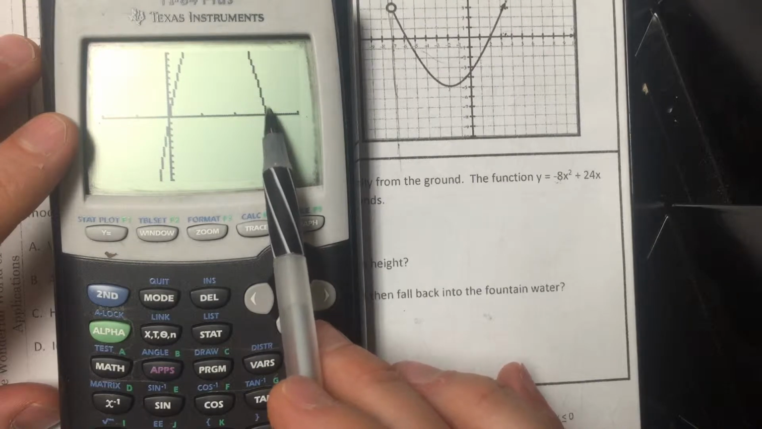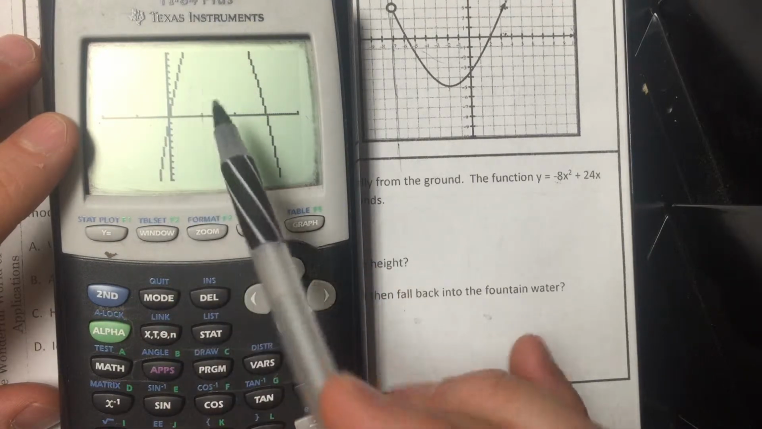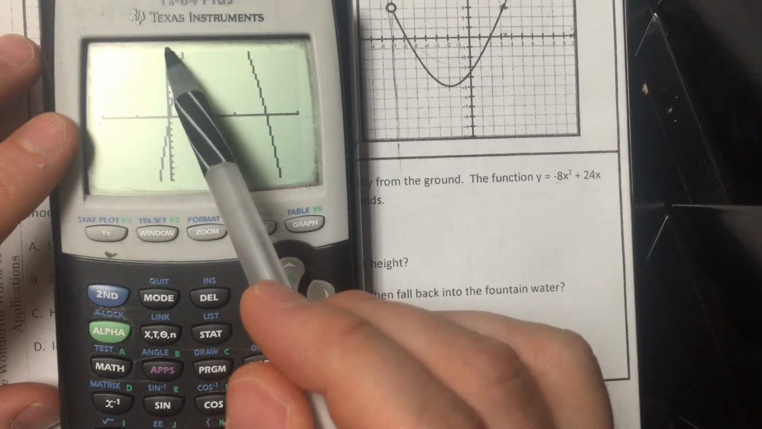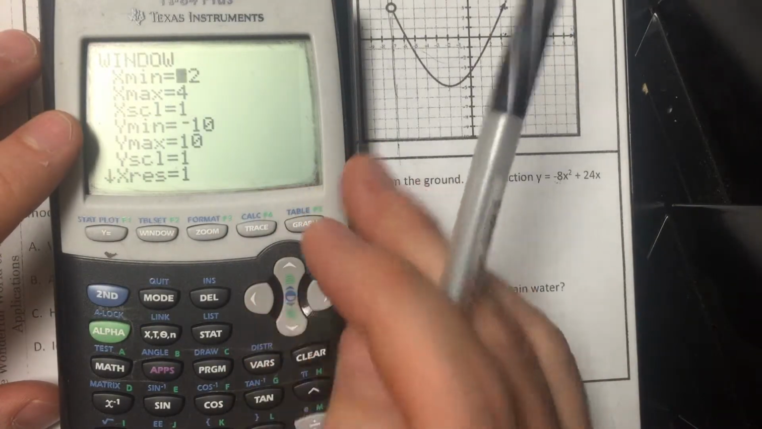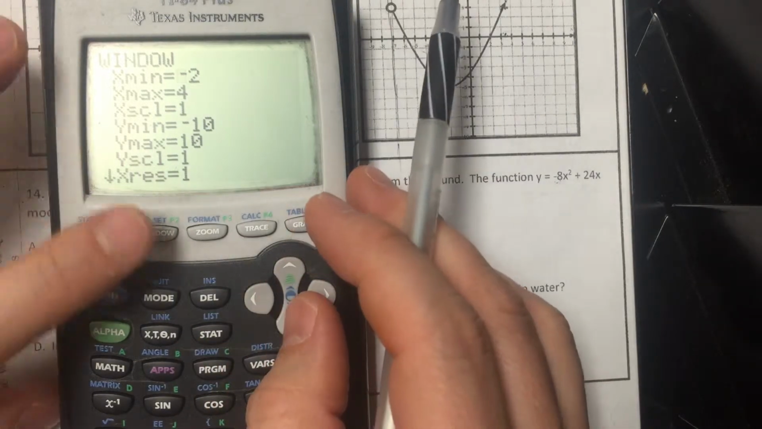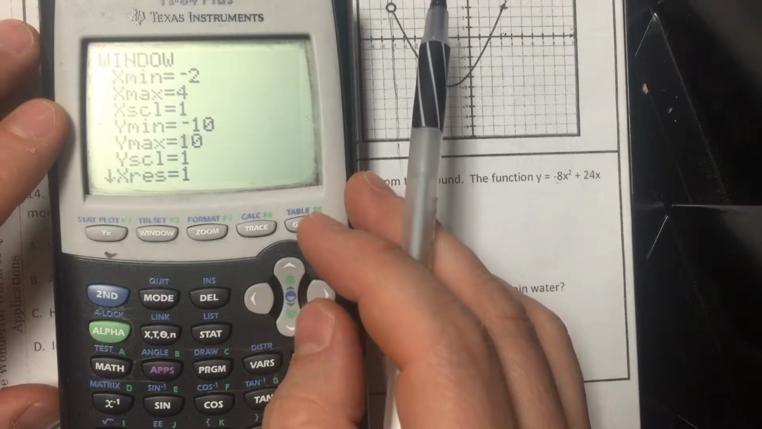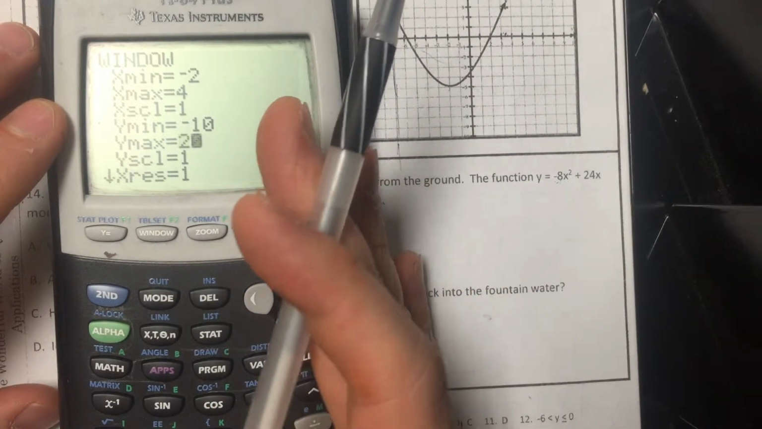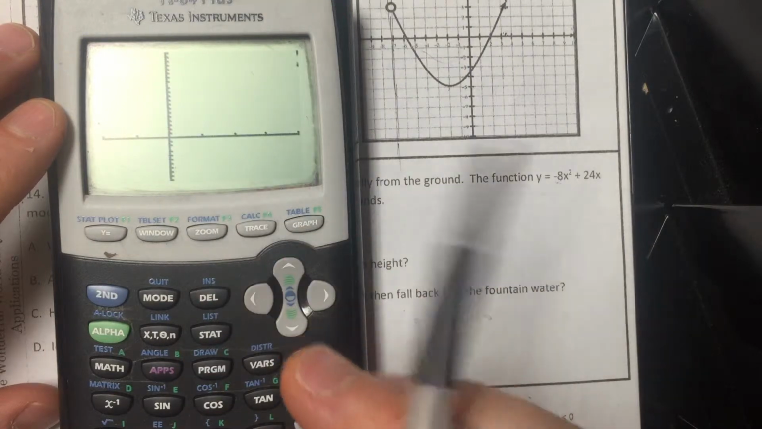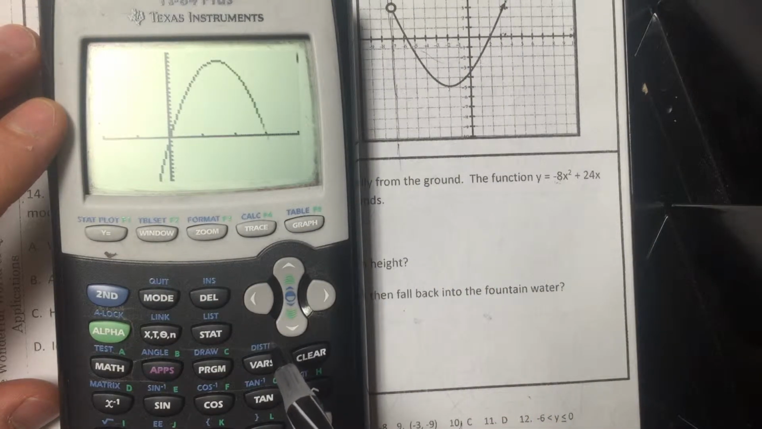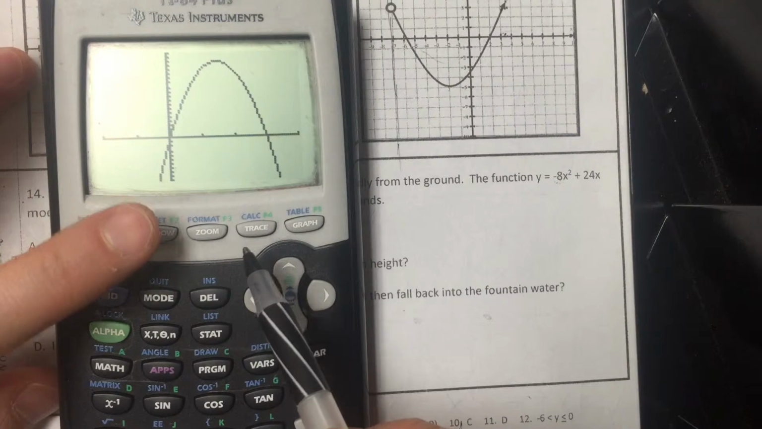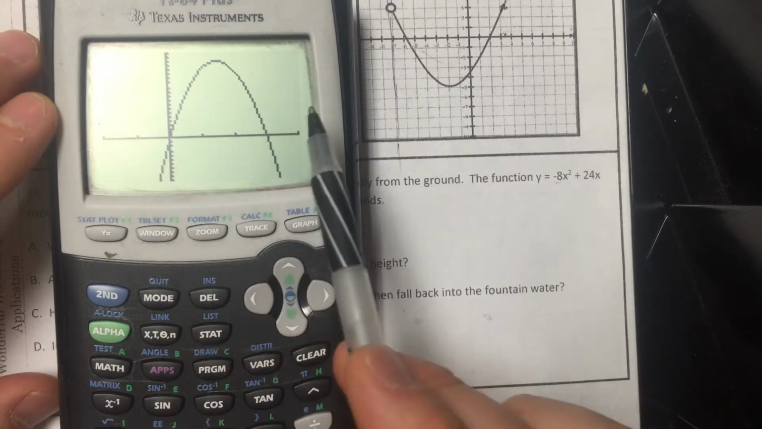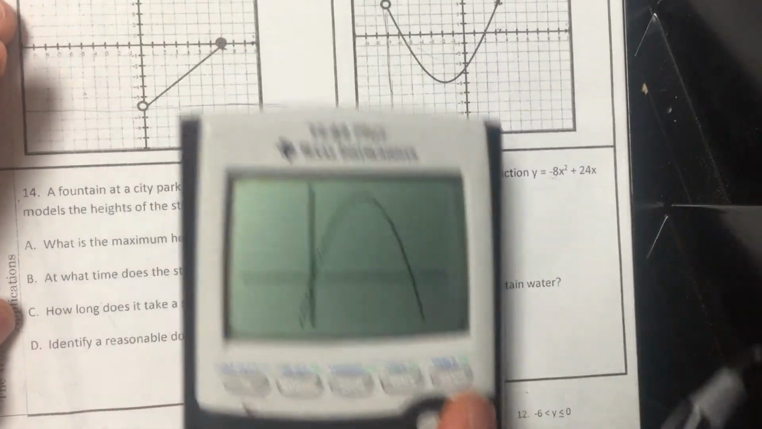Now what I can't see though is the top. So my y values, my min is negative 10 and my max is positive 10, and that's too small. So I'm going to go to my y max. I'll push the window button. I don't know what it needs to be, really. I'm just going to guess. I'm going to put 20. Now I'll graph it again. And that's pretty good. If it wasn't good, I would just go back to window and put in another number. Okay? So I can see the whole picture here, the graph of the parabola.